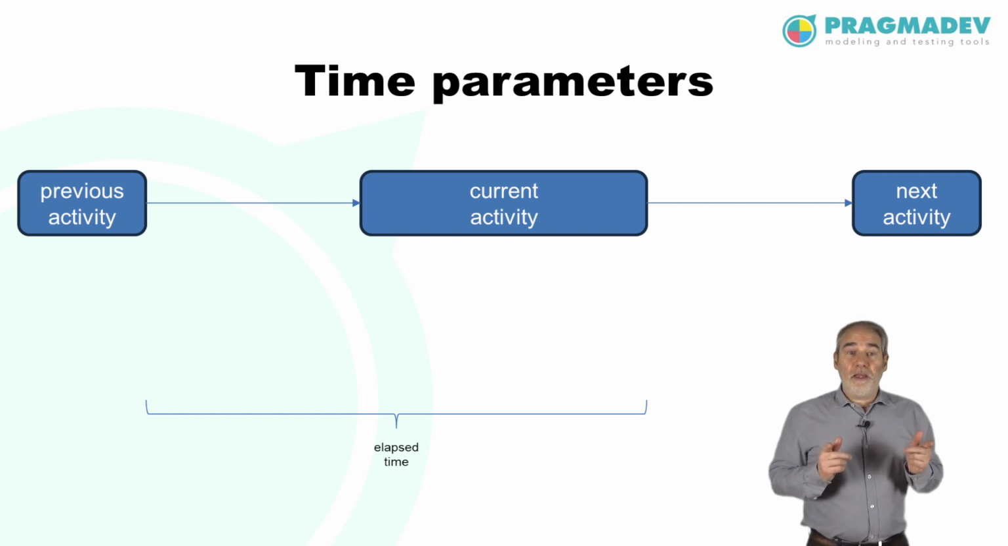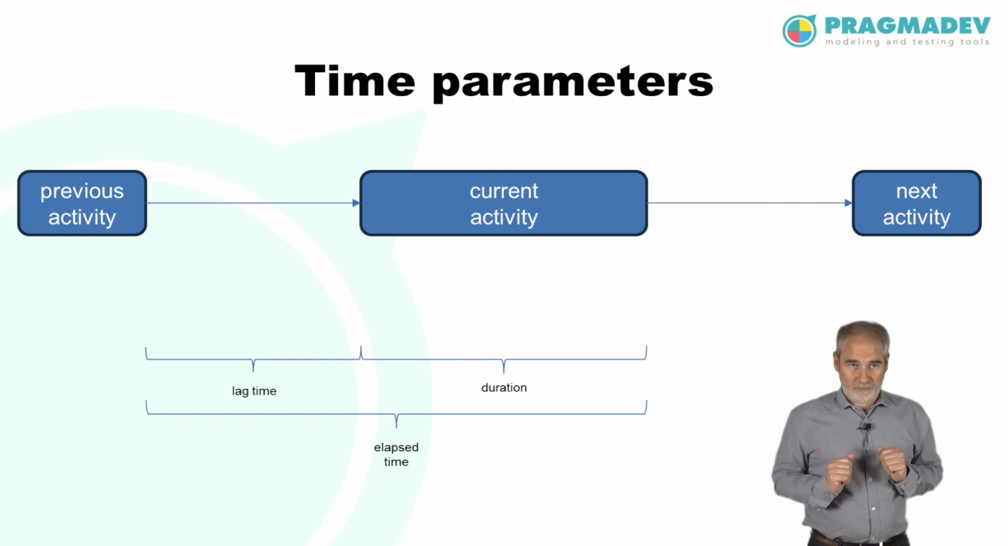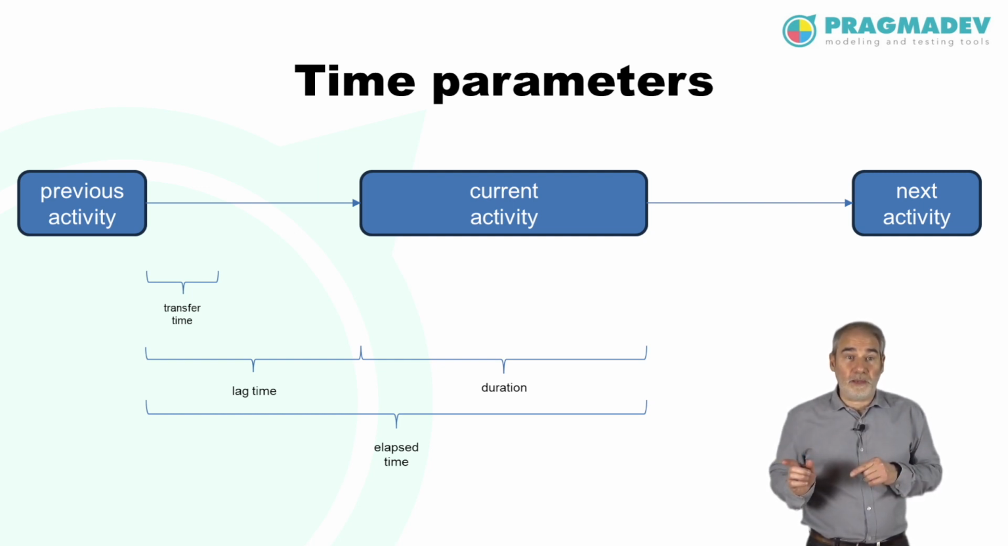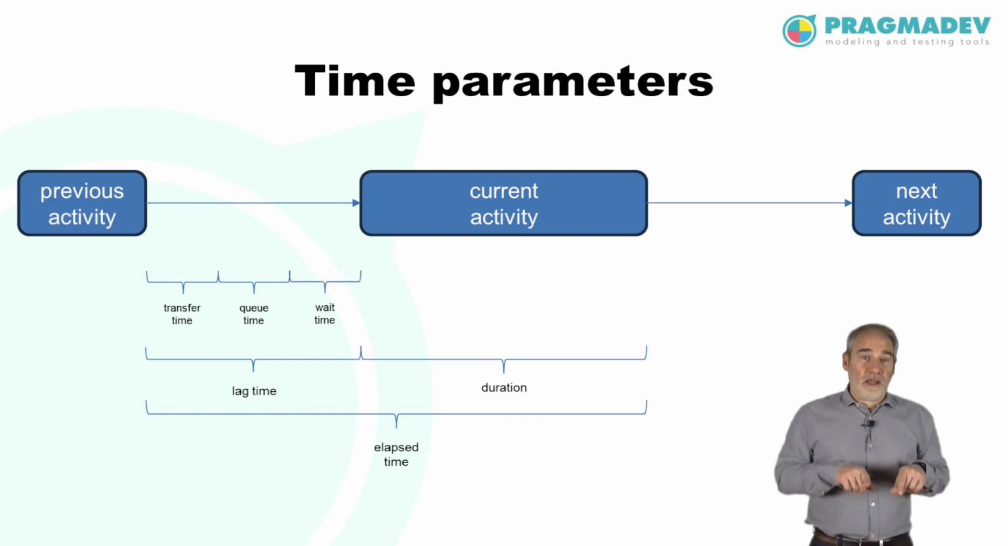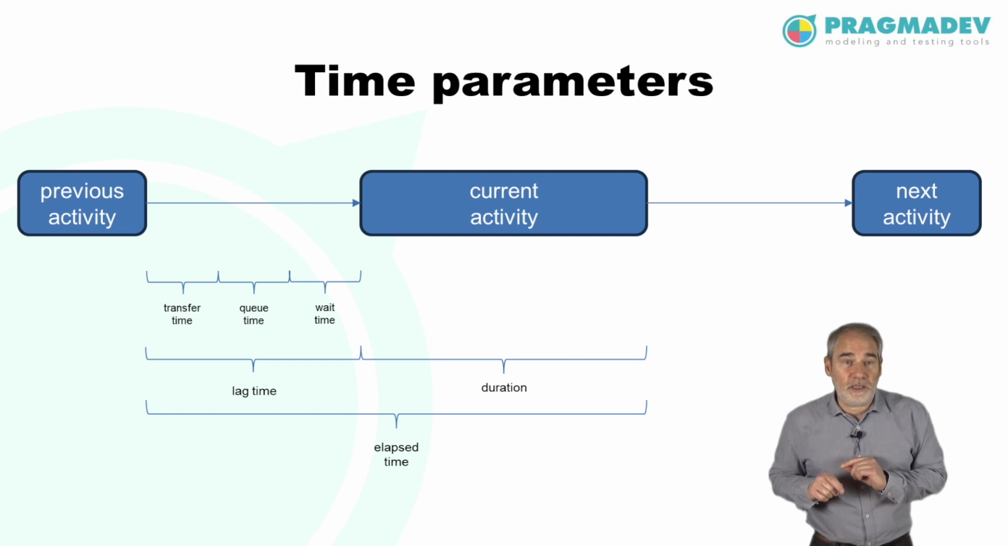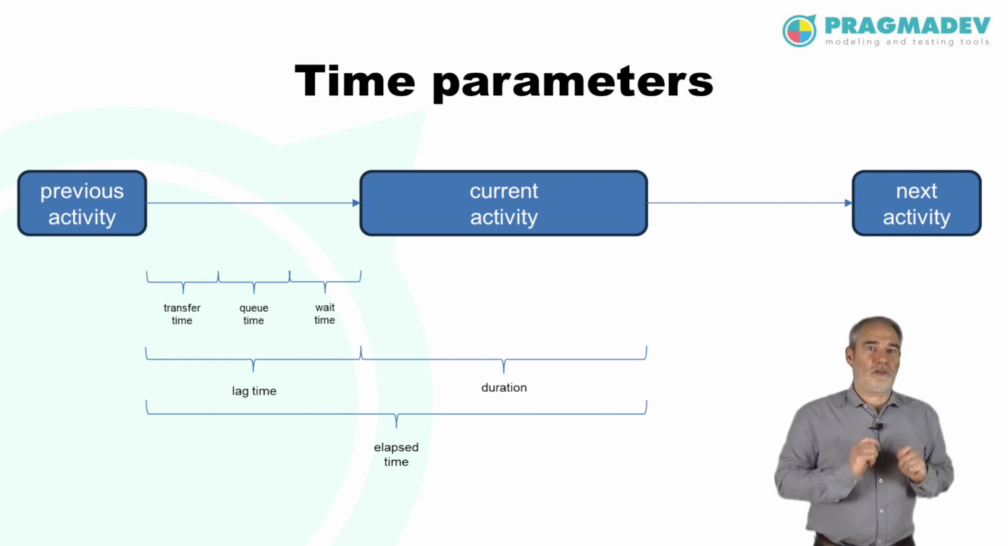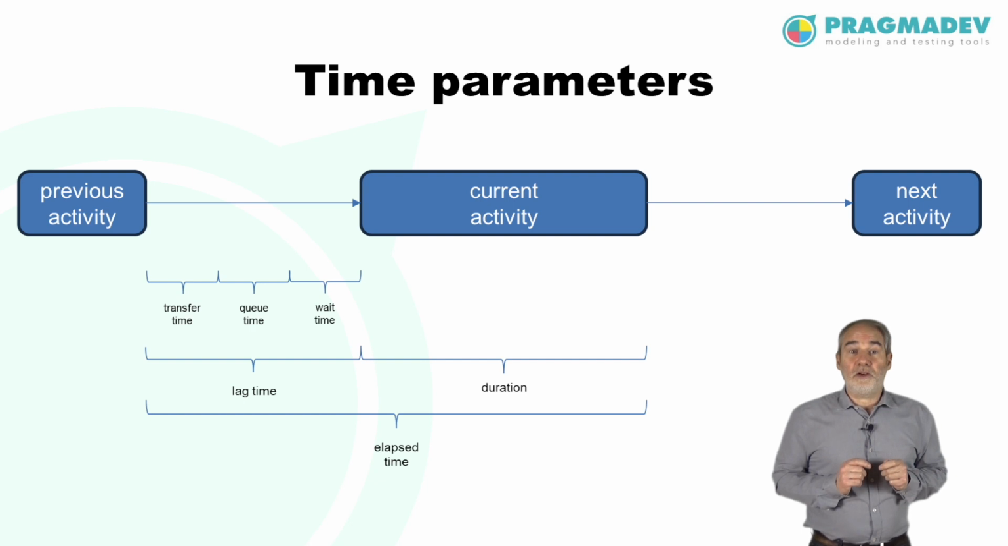The elapsed time is decomposed in the lag time and the duration. The lag time is the time between completion of the previous activity and the start of the current activity. It is decomposed in the transfer time, that is the time spent traveling from the previous processing step, the queue time, that is the delay between the upcoming activity being offered and it being allocated, and the wait time, that is the time between the upcoming activity being allocated and it being actually started. Please note that in our implementation, lag time also includes the time waiting for the resources.